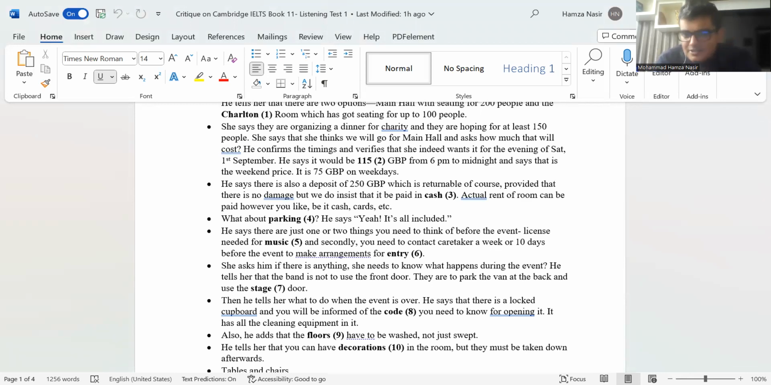Next up, then he tells her what to do when the event is over. He says that there is a locked cupboard and you will be informed of the dash you need to know for opening it. You'll be informed of the code you need to open it. Now, remember when we were going through the questions, I said that it's always good to brainstorm for possible answers. So if you know that, okay, this is going to be my range of answers, then you'll be ready for the right option, okay? So code is basically your answer to question number 8.